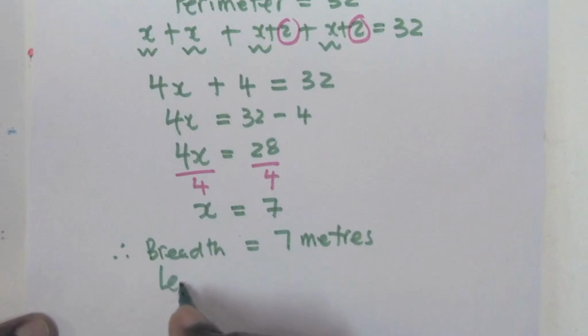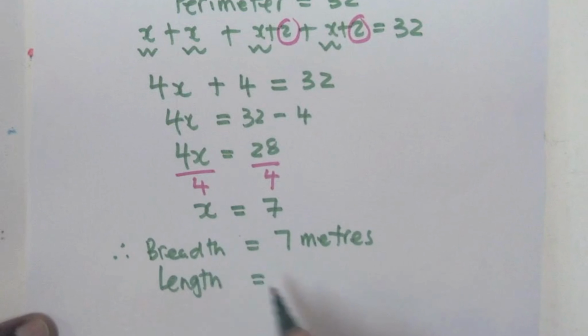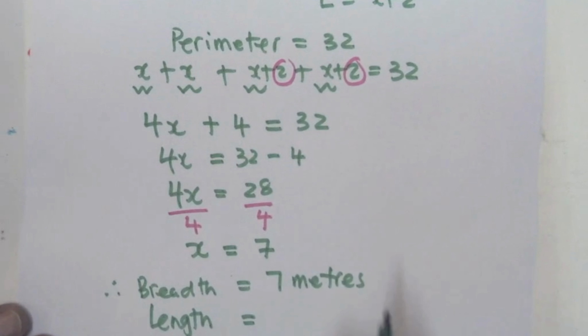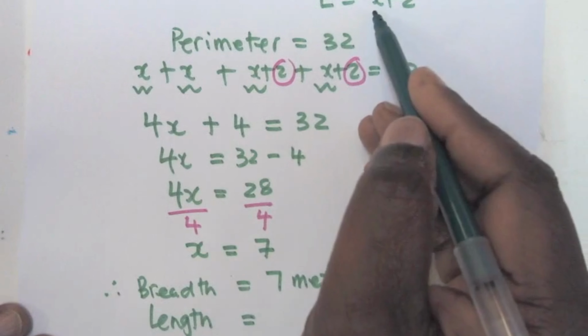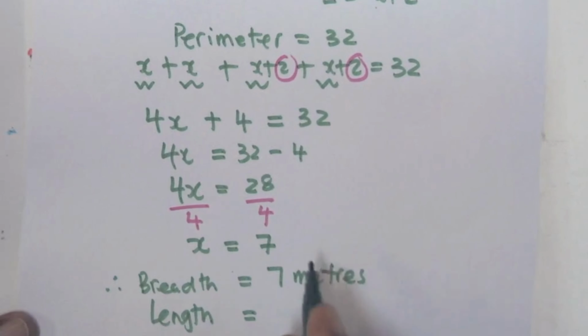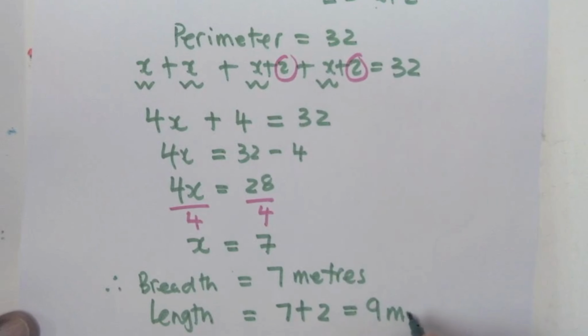The length, when we were setting up our equation, we saw that the length is x plus 2. So this is going to be 7 plus 2, which gives me 9 meters.